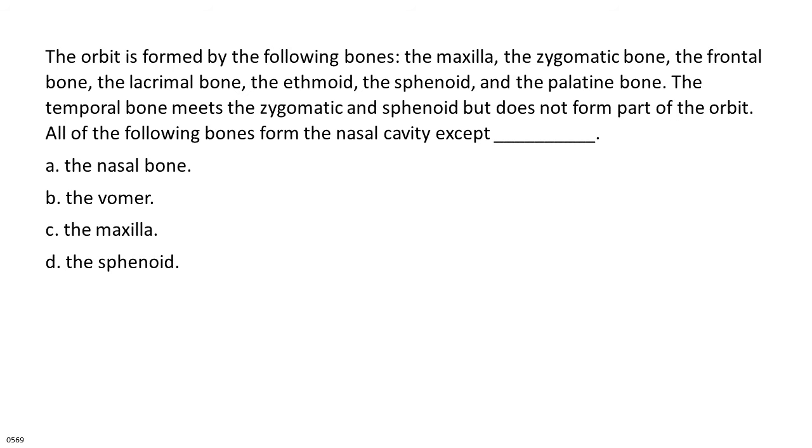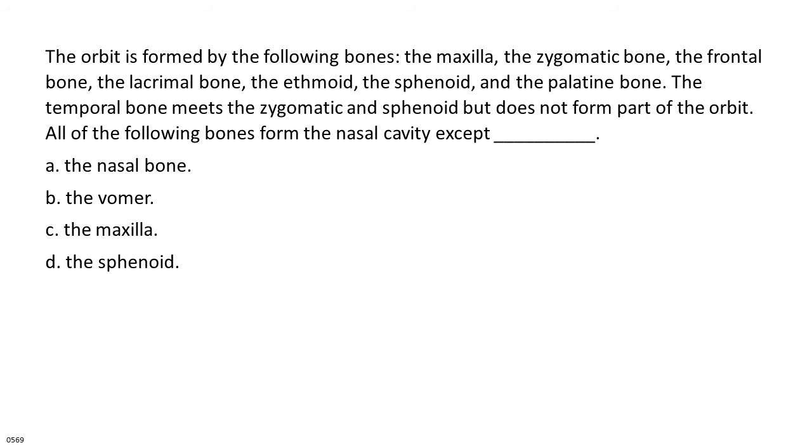The orbit is formed by the following bones: the maxilla, the zygomatic bone, the frontal bone, the lacrimal bone, the ethmoid, the sphenoid, and the palatine bone. The temporal bone meets the zygomatic and sphenoid but does not form part of the orbit.